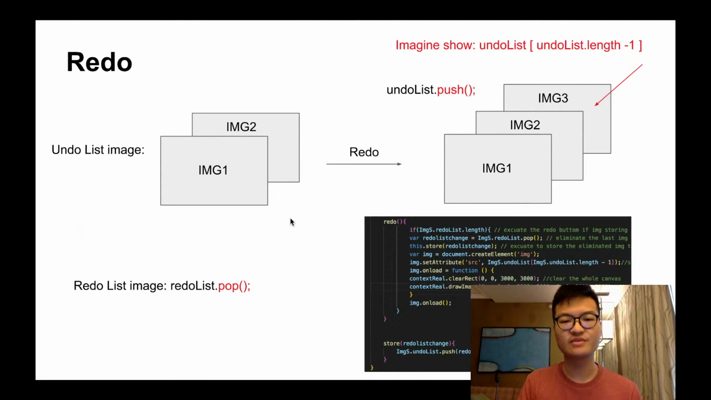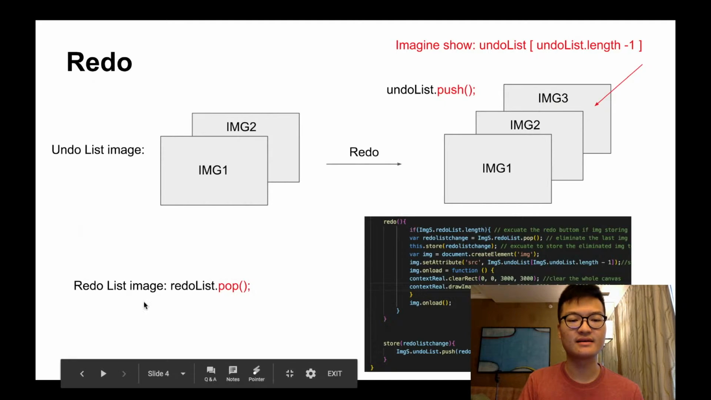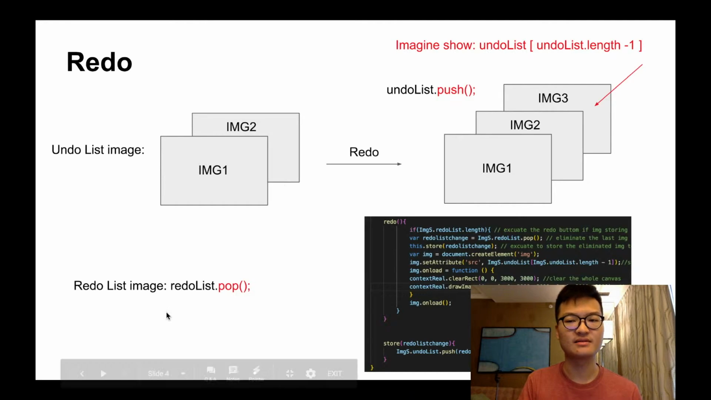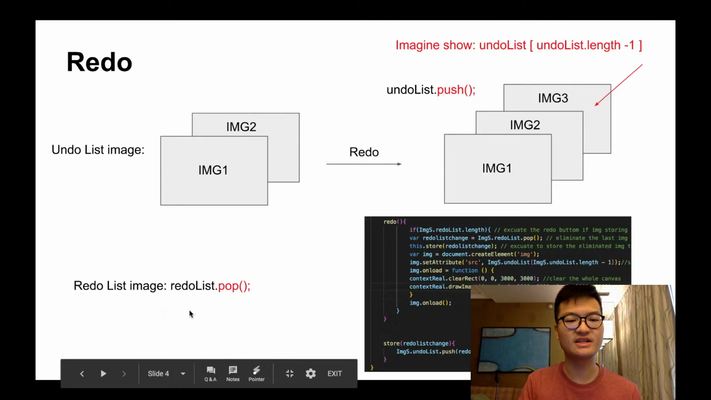For the redo function, it is basically the reverse of the undo function. So image 3 we push back to the undo list again, and then it will be shown in the canvas, and then image 3 inside the redo list will be removed.